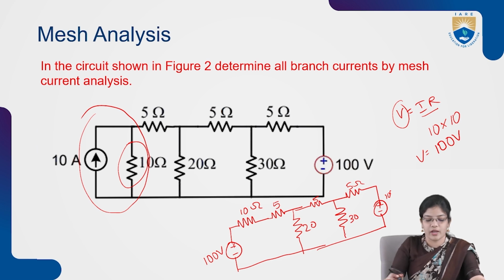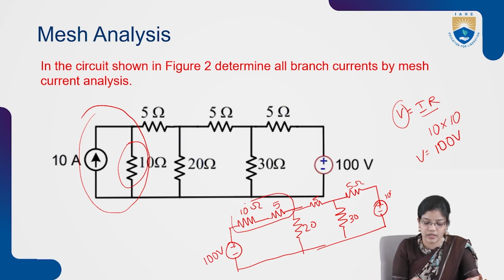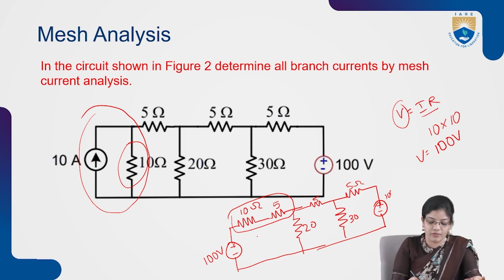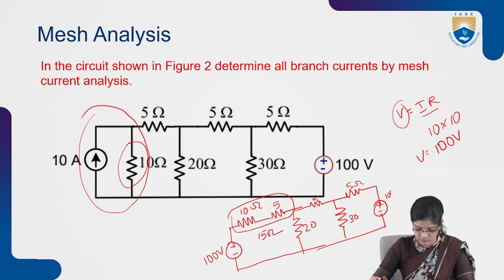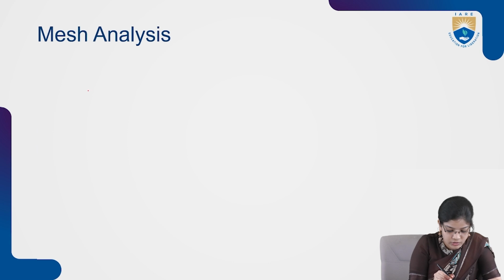So in this way we have to redraw the circuit after reducing this current source and resistance into a single voltage source in series with a resistance. Now these two resistances are connected in series, so we can sum these two resistances and we'll get the resistance value of 15 ohms. So again here I am redrawing the circuit.